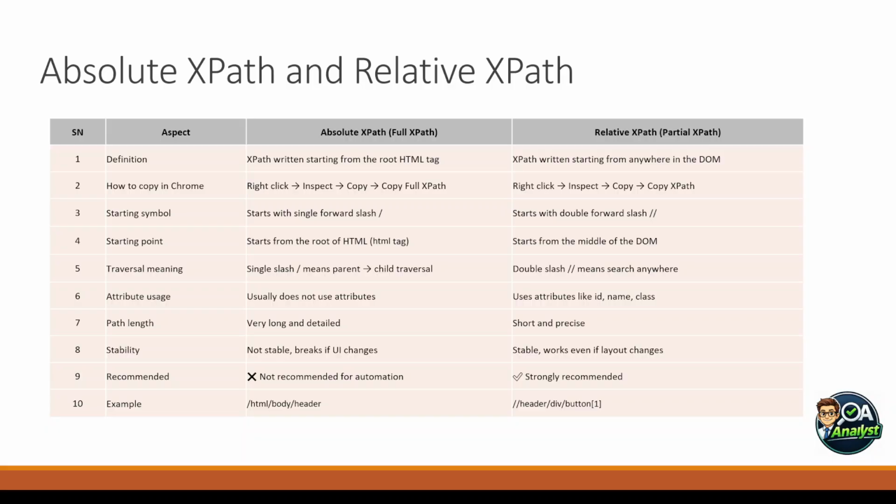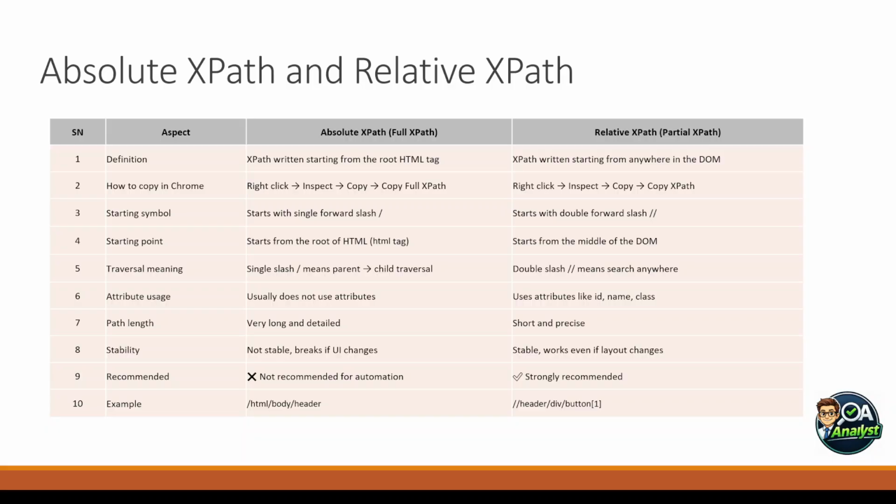So why is Relative XPath always preferred? This is why Relative XPath is preferred: because it is shorter, it is cleaner, easier to read, and much more stable. So even if the developer changes the UI structure, as long as the attribute remains the same, your XPath will continue to work. And that is the power of Relative XPath. And this is why interviewers expect Relative XPath, frameworks use Relative XPath, and professional engineers rely on it daily.